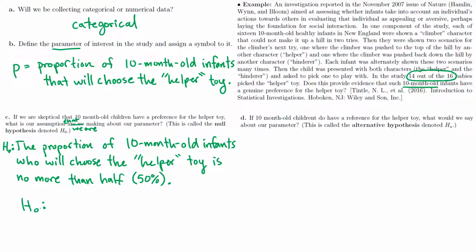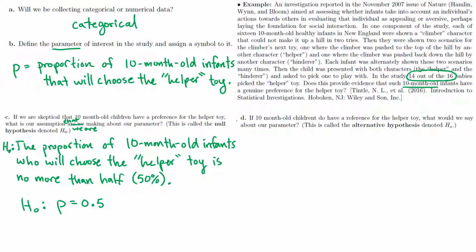Now, the other thing we want to do is be able to write our null hypothesis in symbols. This is where the symbol that I assigned to this description up here comes into play. So how do I take this sentence and put it into an equation? I would be saying that the proportion of the time the helper toy gets chosen in the general population is just equal to 0.5, or 50%. That's what I mean if I say I want you to write the null hypothesis in symbols.